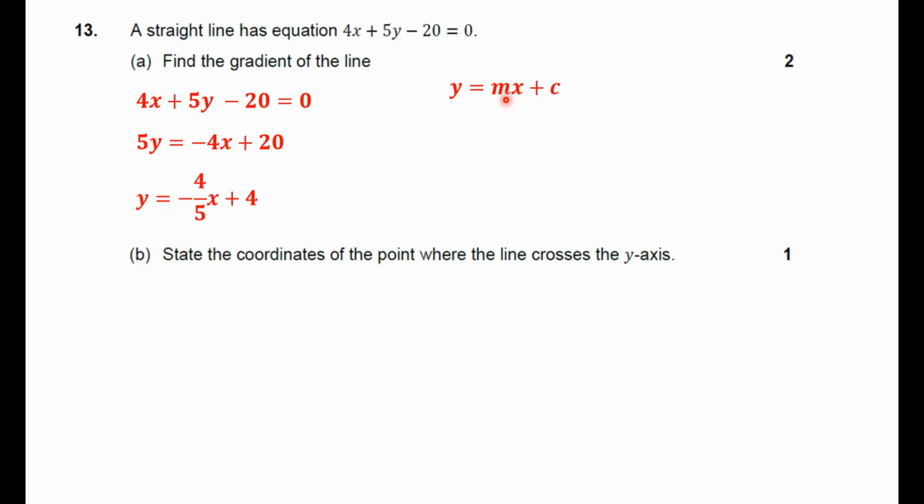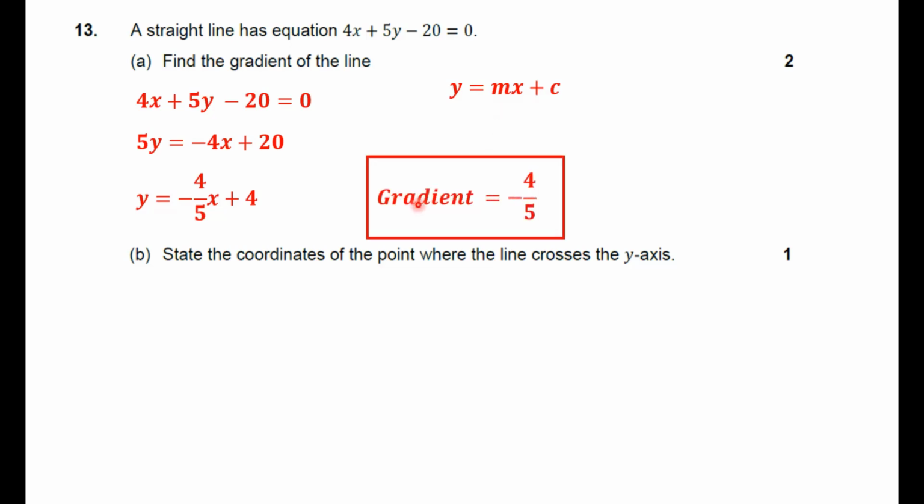And then the gradient is the number in front of x. So the gradient equals negative 4 over 5. That's worth 2 marks. We also want the coordinates of the point where the line crosses the y-axis. Well, that's going to be x is 0, and then this number here gives you the y. So the answer is going to be 0,4, and that's worth 1 mark.